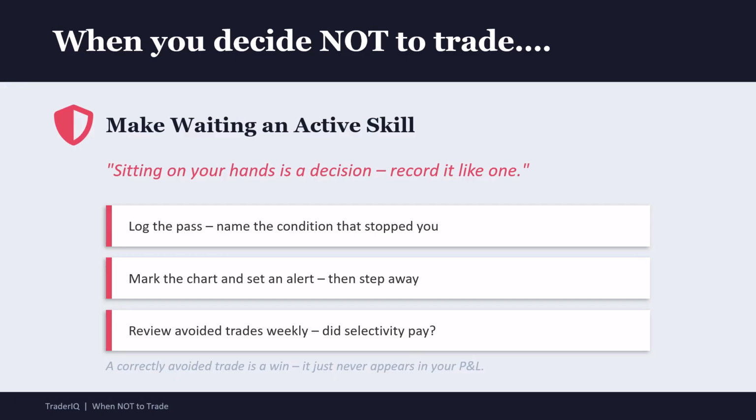And then what we can do is we can look at all of the trades that we didn't take to see if your selectivity actually paid off or not. Another way of looking at this is that a correctly avoided trade is a win. It just never appears in your profit and loss. So the key message from this is it is an active decision not to trade. It's not passive.